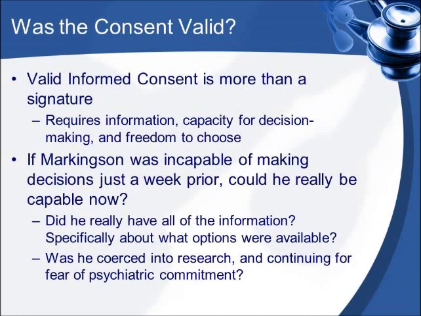So, as I said before, valid informed consent is more than a signature. It requires information, that's the informed part. It requires a capacity for decision-making, that's the consent part. And it requires freedom of choice, that's the whole thing. It's not, again, good enough to say, oh, well, you have to choose one or the other child. I'm going to kill one or the other, you have to pick which one I kill, and they're both your children. We normally don't consider that a truly free choice.